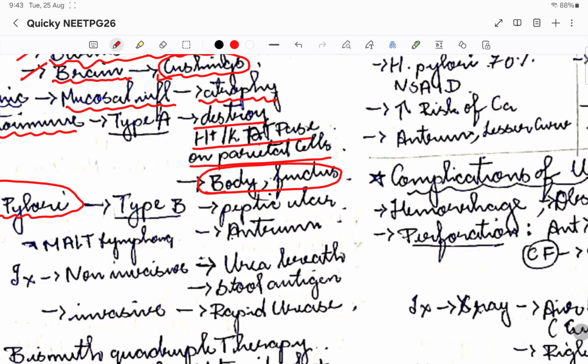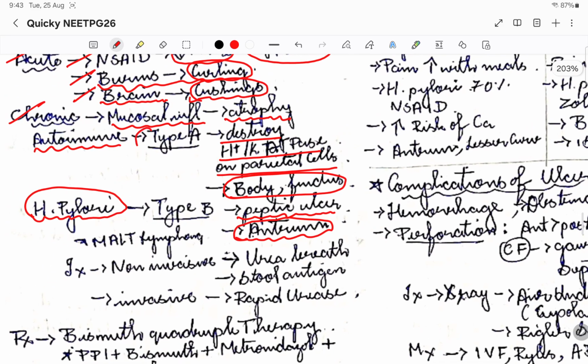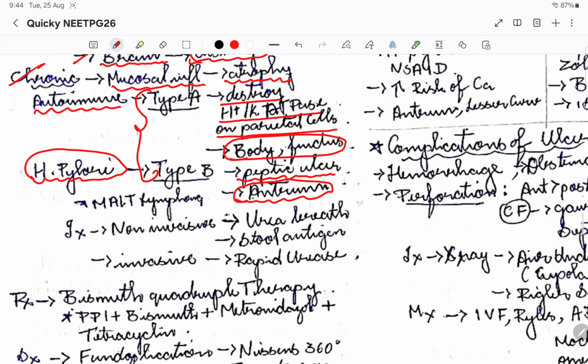Then coming to type B, a peptic ulcer will be formed by H. pylori, and the most common site affected is the antrum. So the antrum is the most common site affected with respect to type B. Please remember these types, type A and type B. Then the risk of MALT lymphoma will be high with H. pylori, that is type B.